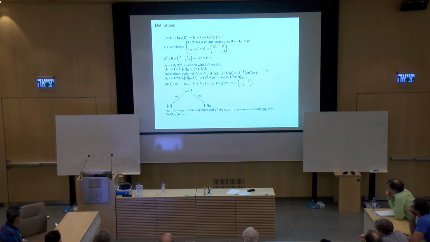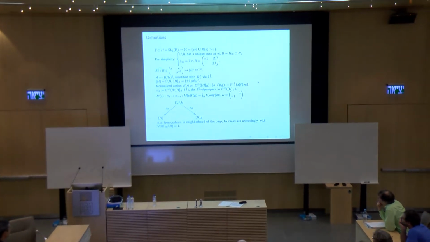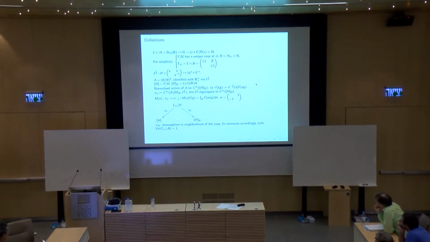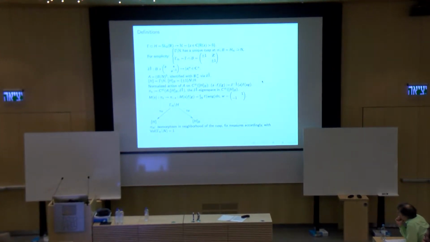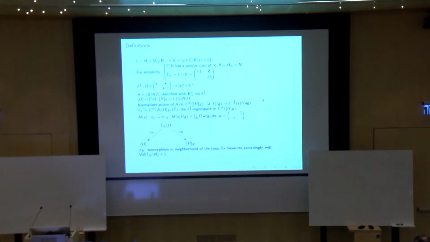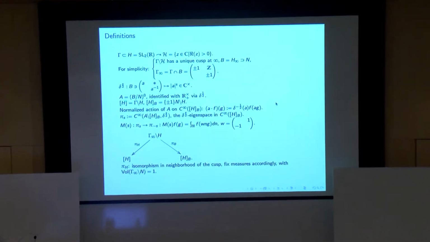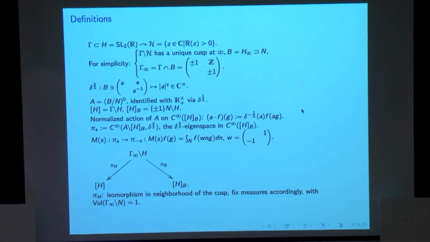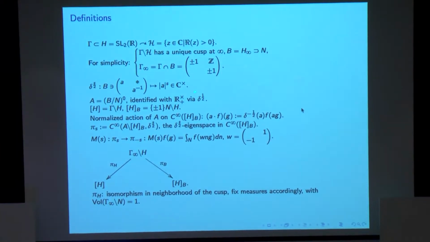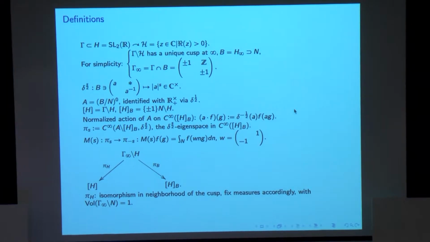I will use the parameter S for the character delta to the power S over 2. Delta is the modular character of the Borel, so it boils down to this character. Just keeping with tradition, it's actually not the most convenient choice. A will be the connected component of the quotient B mod N, so A is the multiplicative group of positive real numbers. And this identification is again by delta to the 1/2.